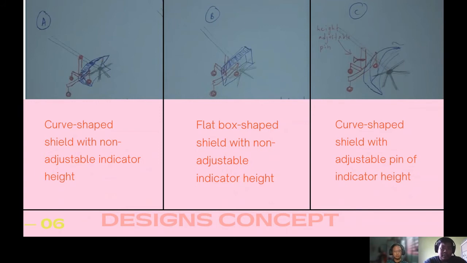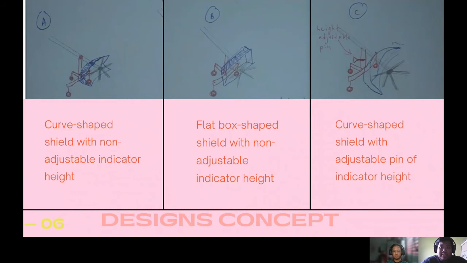Then for the second design, which is design B, the shield has a flat box shape and a non-adjustable indicator height.